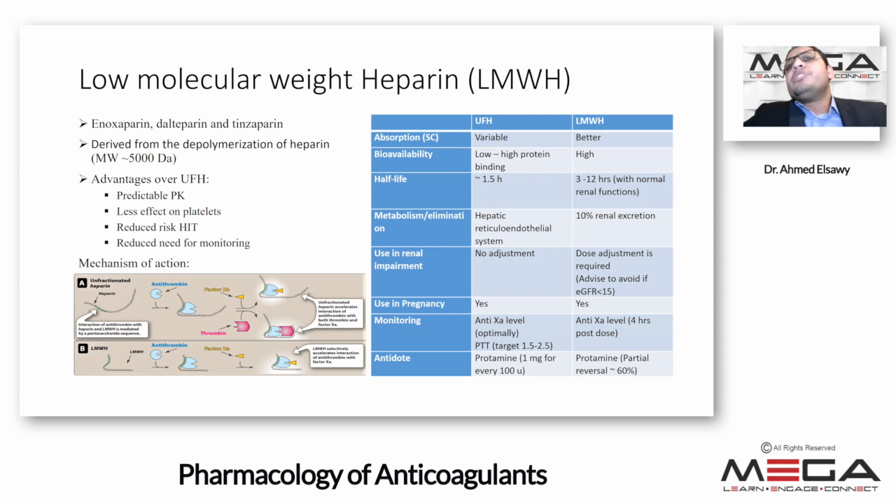The antidote or reversal for unfractionated heparin is protamine, about 1 milligram for every 100 units. For low molecular weight heparin, protamine can cause partial reversal, roughly about 60%.